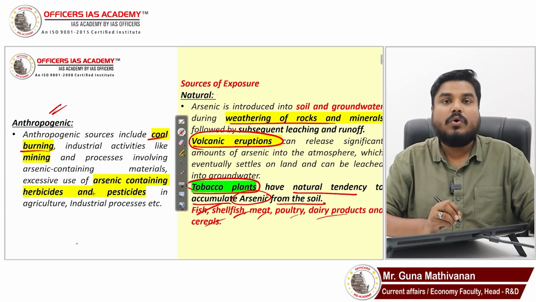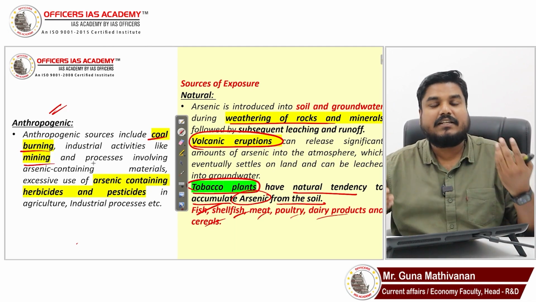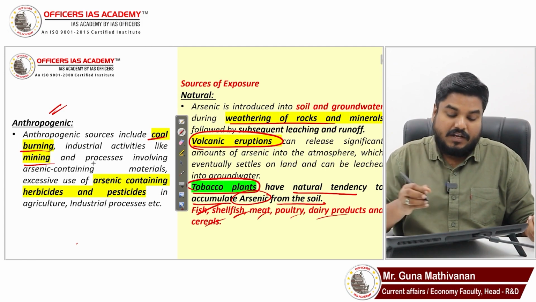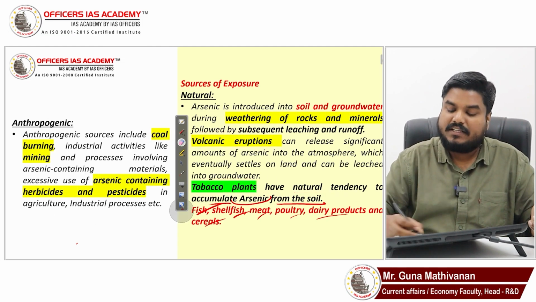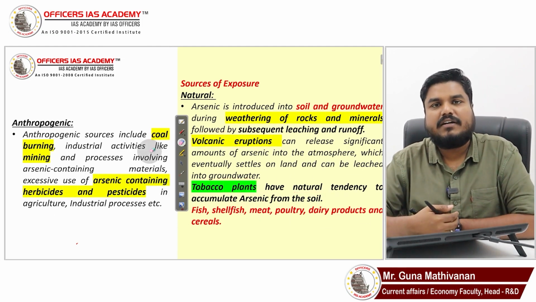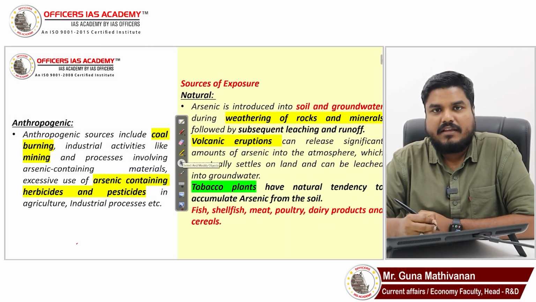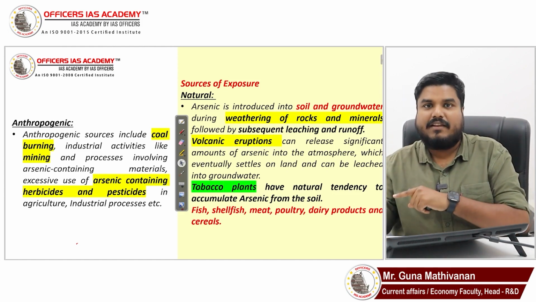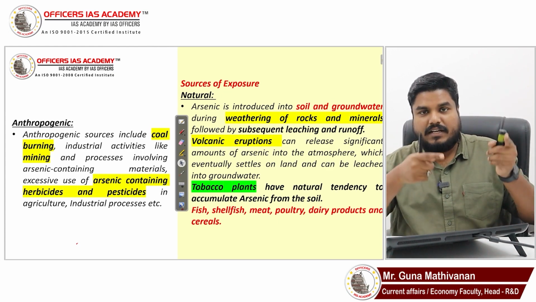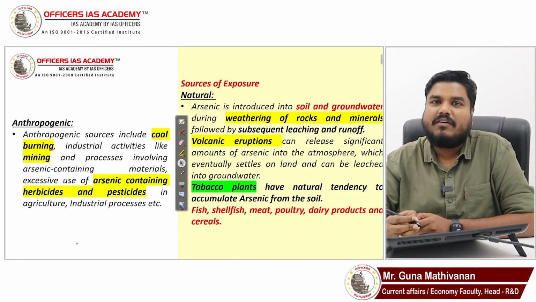Now the anthropogenic sources. When you burn coal, the ash has arsenic. In mining, when you go for ground mining, arsenic can come out and contaminate. Arsenic-containing herbicides and pesticides are also sources from which arsenic enters our ecosystem. This arsenic is considered one of the 10 deadly chemicals declared by WHO. WHO has declared a list of 10 chemicals of major public health concern, and arsenic is one among that list.